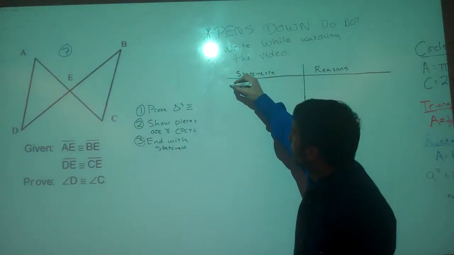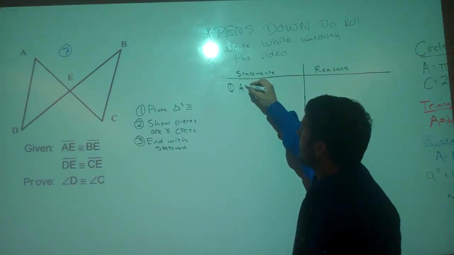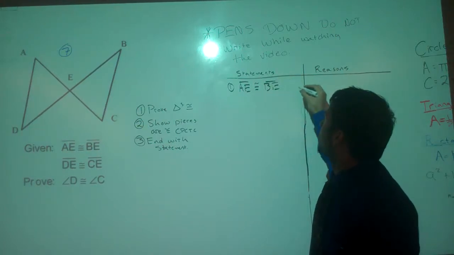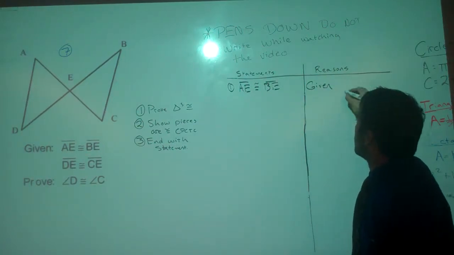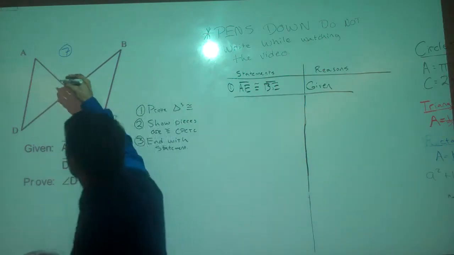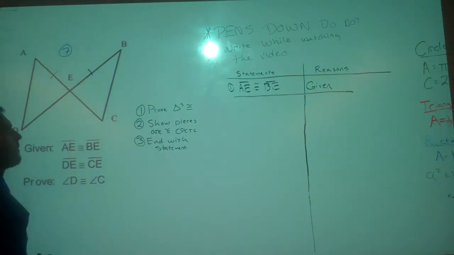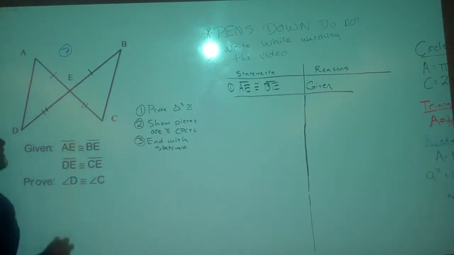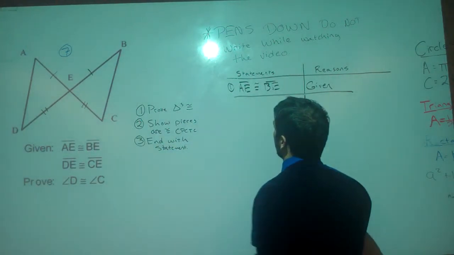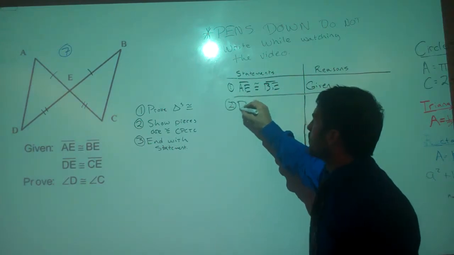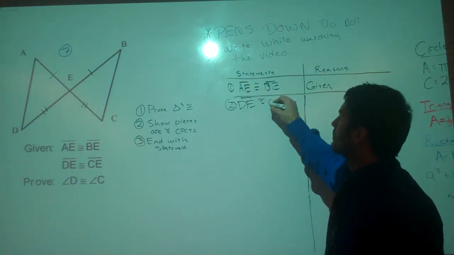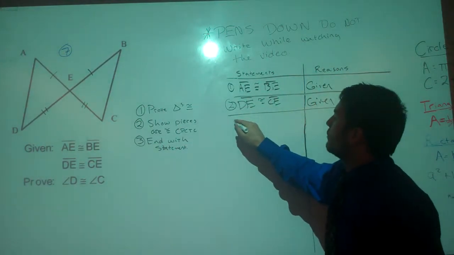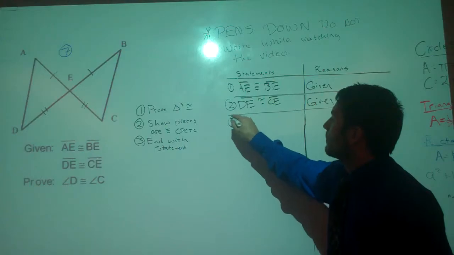I'm going to start with the givens. The first one is that AE is the same as BE. I'm going to mark that in the picture with a single dash. The next given is that DE is the same as CE. I'll use a double dash to indicate that those are not the same length as the ones on top. From here, I have two sides already. I need one more piece of information.